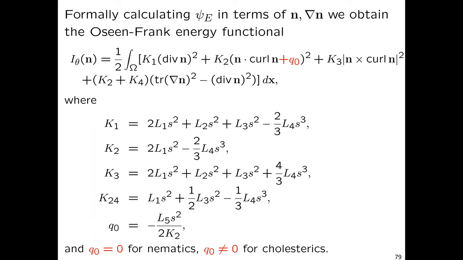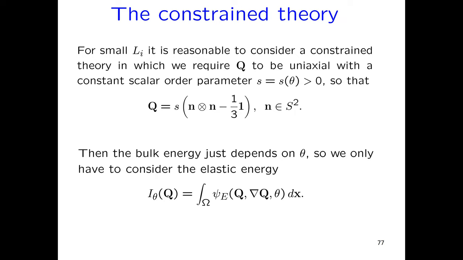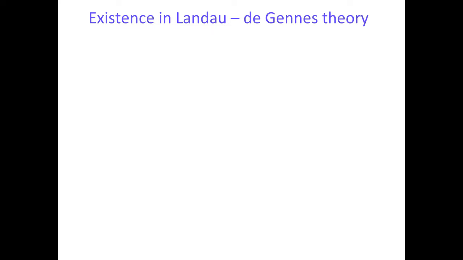And of course, it's the constrained Oseen-Frank theory. I expressed the constraint theory in terms of n, which was n tensor n, and the gradient of n. And that's exactly, this is effectively n. So that gives you the formula in terms of n. So next time I'll talk about existence in the Landau-de Gennes theory, and then I want to go back to this issue right at the beginning.